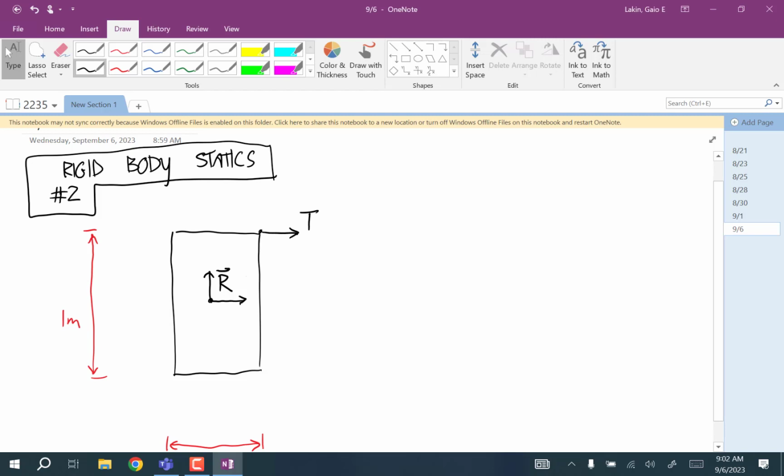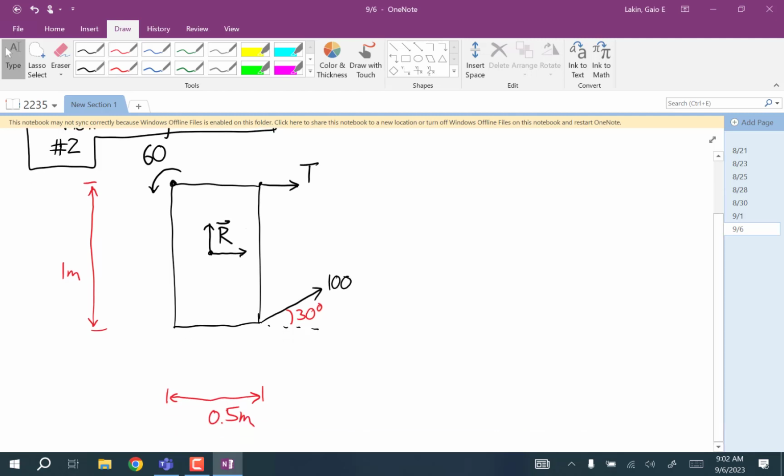And then there's that T. And then the last force, oh no, there's a moment over here that's acting at this point, 60 Newton meters. And there's a 100 Newton force over here, and this makes an angle of 30 degrees. Okay, and we're going to assume that's in static equilibrium, and we're going to calculate that force vector R and the magnitude of that force T.